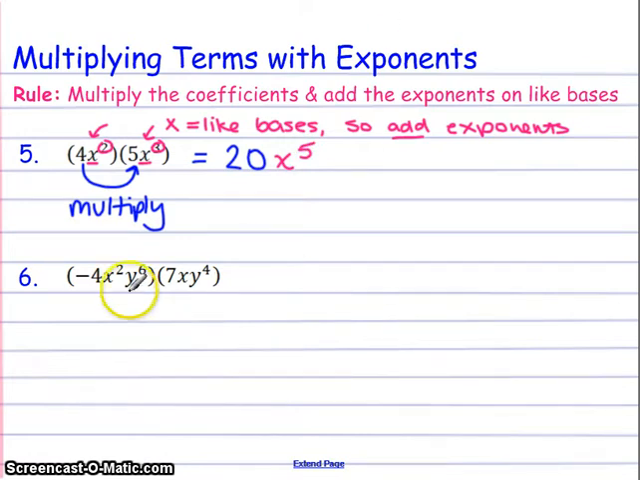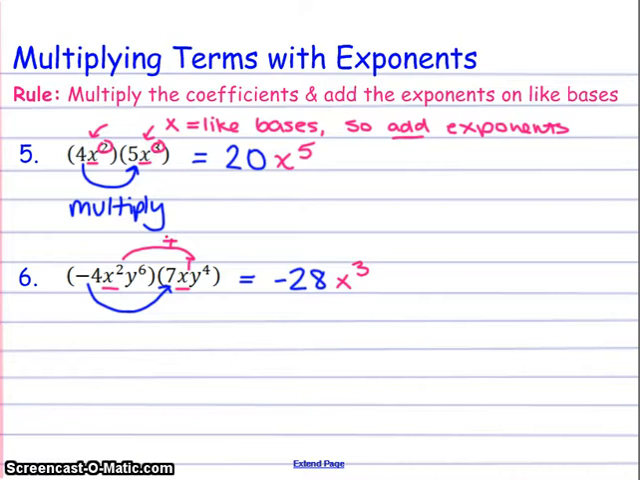When I do number 6, I'm going to take the negative 4 and multiply it by 7, which gives you negative 28. It makes sense that we're doing this because it's a multiplication problem. Then we're going to look for like bases. So I have x and x. This has a 2 and this has a 1. So I'm going to add 2 and 1 together to get 3.